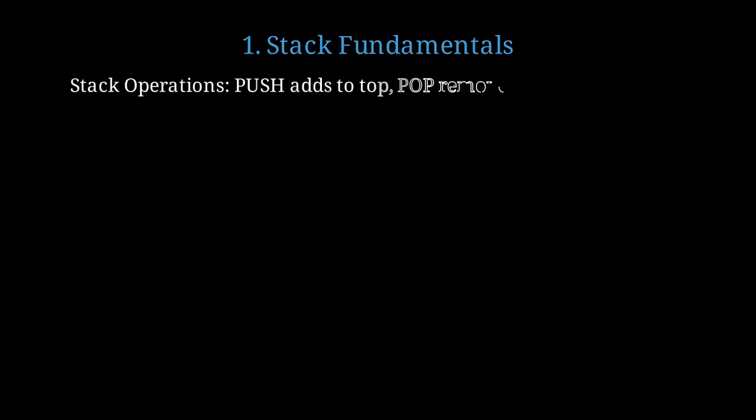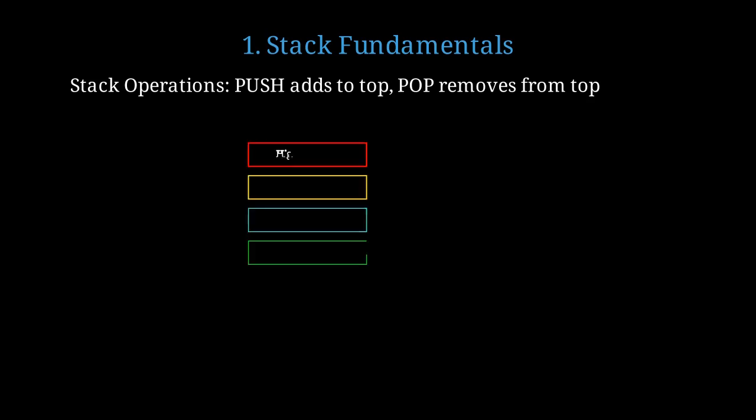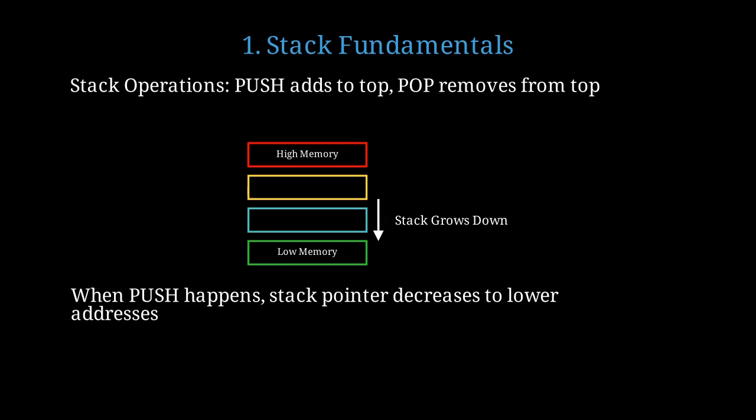The two basic stack operations are push, which adds an item to the top, and POP, which removes the top item. On the 68,000 processor, stacks grow downward, from high memory addresses toward low memory addresses. When you push data onto the stack, the stack pointer actually decreases, moving toward lower memory addresses.